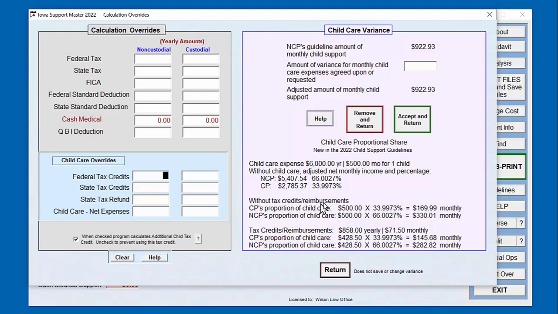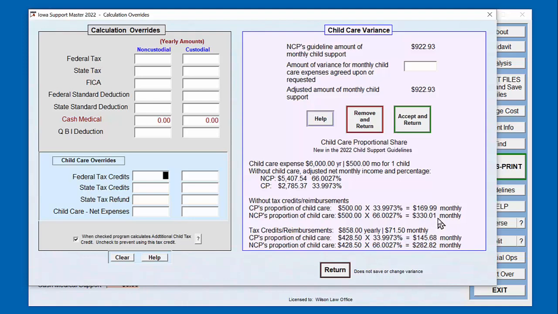Here is without tax credits, reimbursements. So if we just take out the child care expense and we don't give back the custodial parent the tax credits, there's the $500 per month times proportional share. So you can see that if you don't give the tax credits, the non-custodial parent's contribution ceiling from $282 goes to $330 per month. So the custodial parent, it's hard to say, they can ask for any one of these numbers here from the non-custodial parent, basically anything less than $330.01.